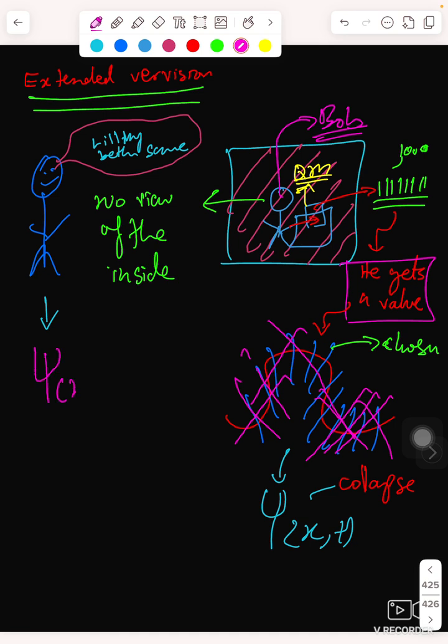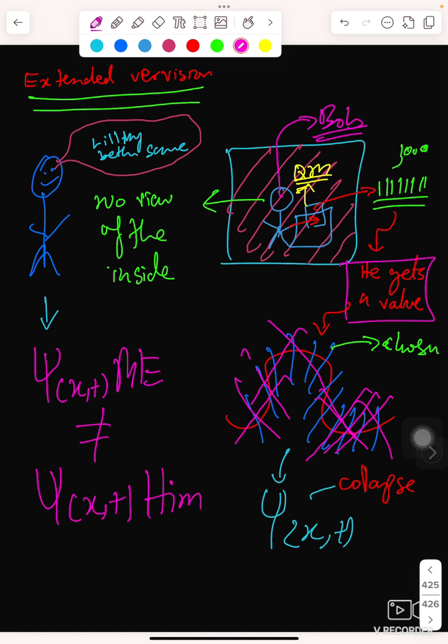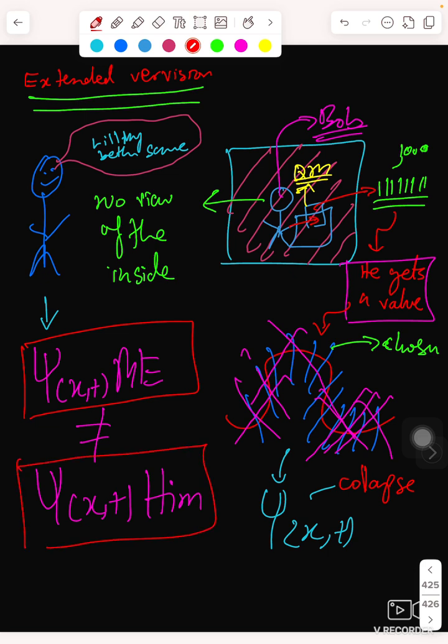So the wave function of me is not the same as the wave function of him, right? This does make sense. My wave function and his wave function are not the same. Maybe in his wave function he got this one, but in my wave function I got this one. But according to us, as separate observers not worrying about the other person's data, we are correct.